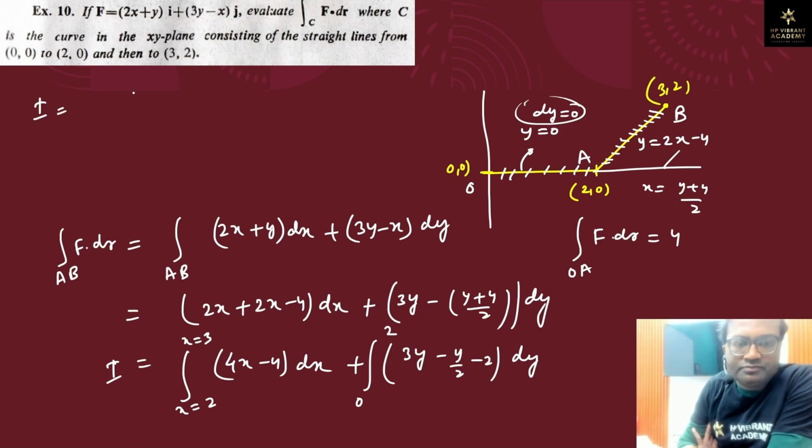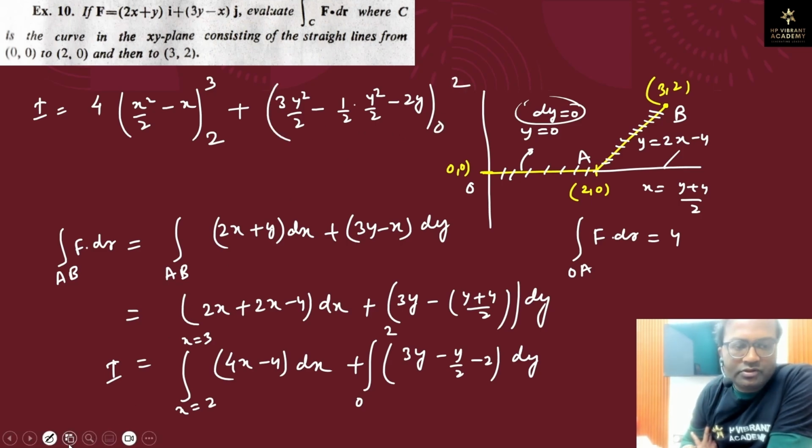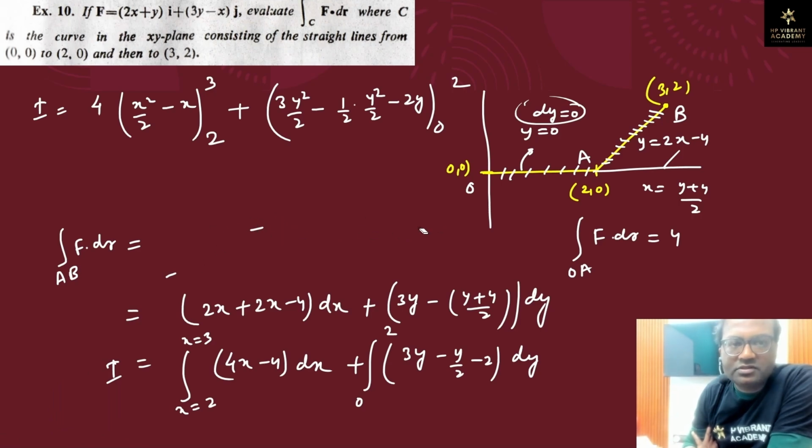So I is equal to 4 times the integral of x dx, which is x square by 2 minus x, with limits x from 2 to 3, plus 3y square upon 2 minus half into y square upon 2 minus 2y, with limits from 0 to 2. Let us further simplify this.